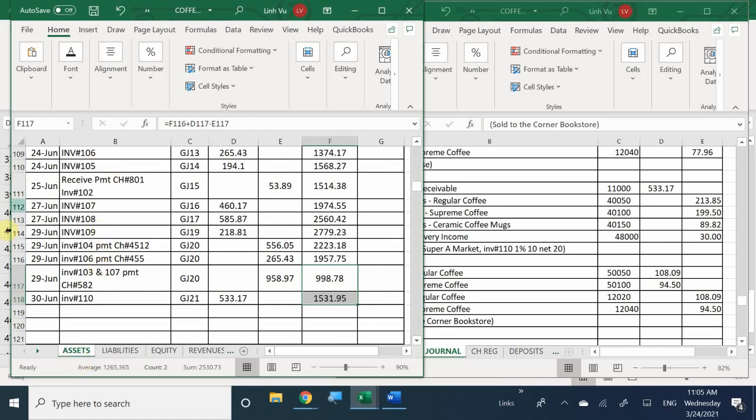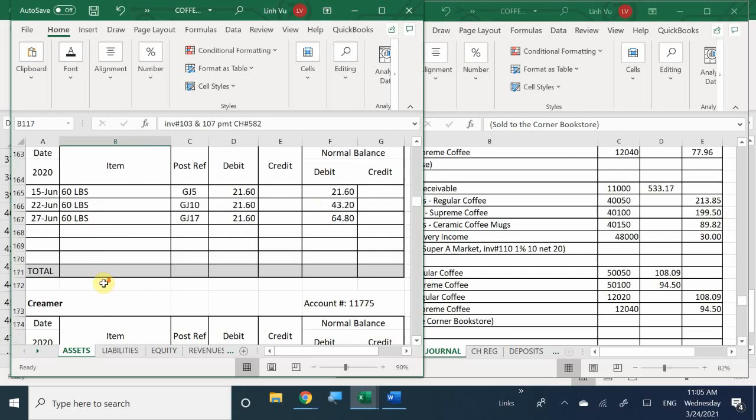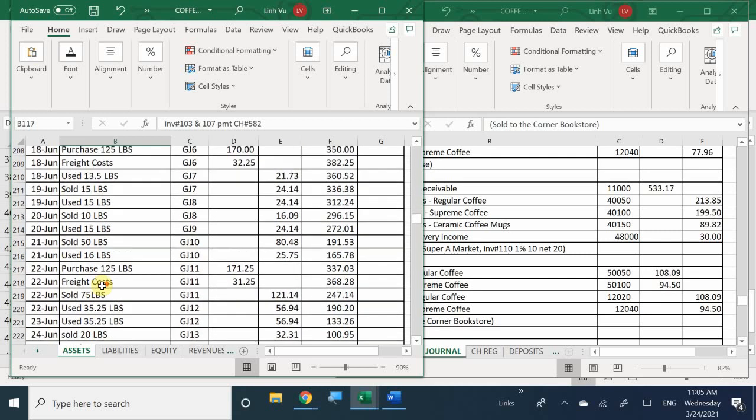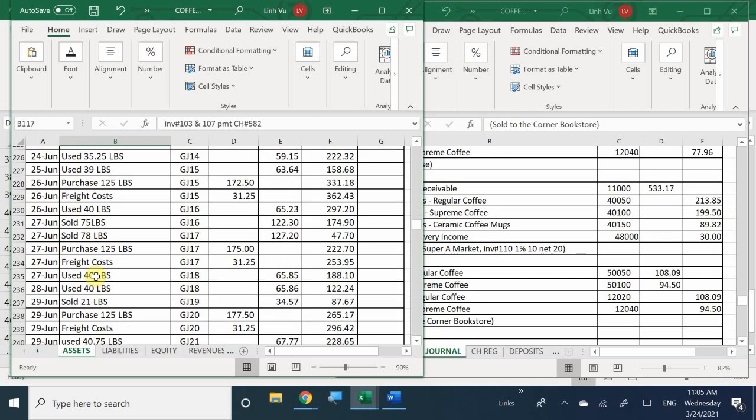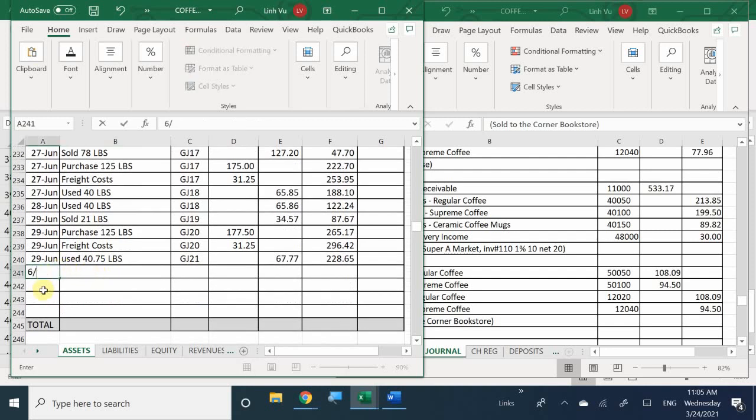All right, last but not least, we got to update our inventory. So first I got to locate my regular coffee. Here we are, regular coffee. Just making sure. Regular coffee, we sold 65 pounds. Yes. General Journal 21 for the 108.09. So what's my ending balance? I think 86. Perfect, that's the exact number that we calculated in our inventory worksheet.